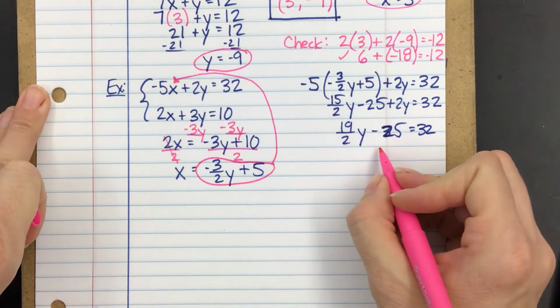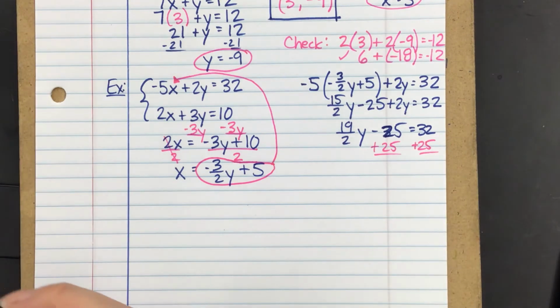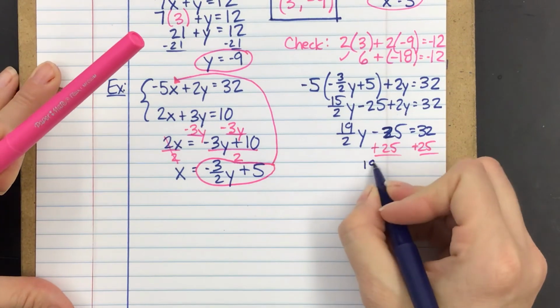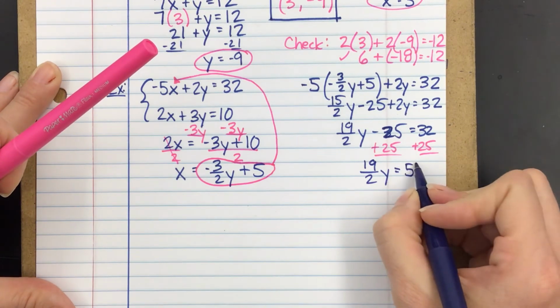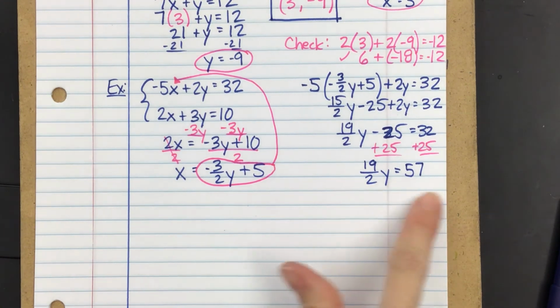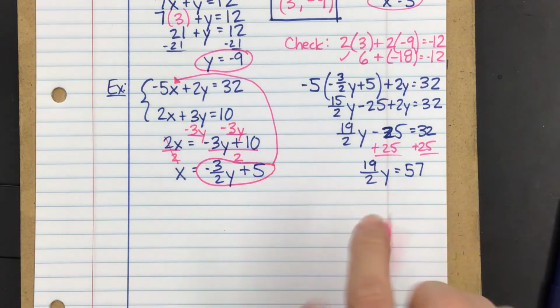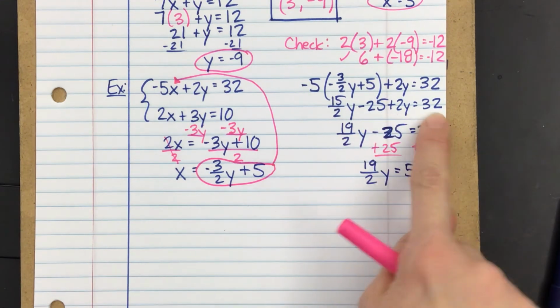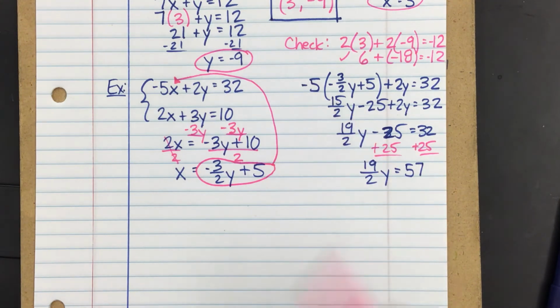So we'll add 25 to both sides, and we'll have 19/2 y is equal to 57. Now, this could be something that throws you off. I don't want it to be though, okay? You could have, right here, multiplied both sides by 2 and eliminated the fraction. But I didn't do that, I just rolled with it.